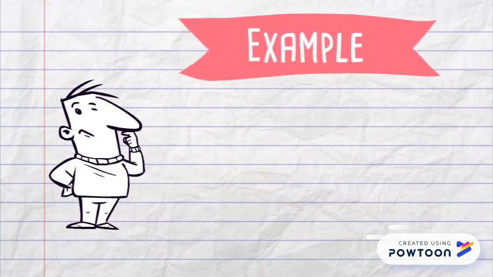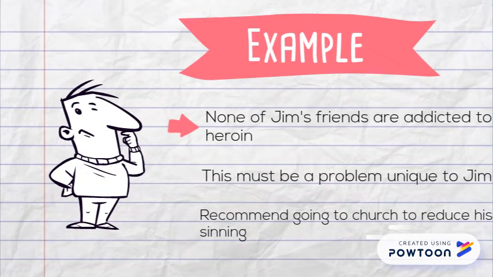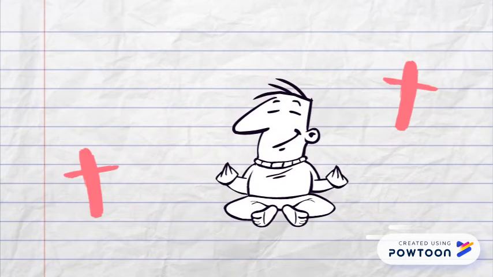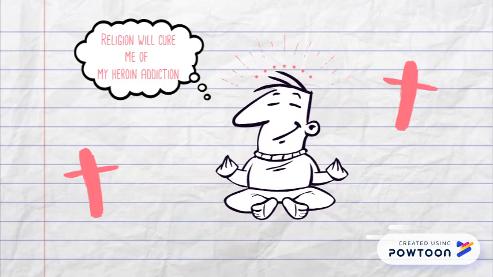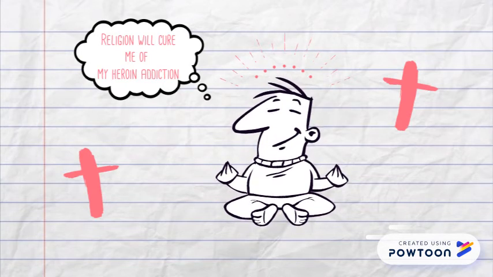For example, none of Jim's friends are addicted to heroin even though they've tried it. So, there must be something morally broken within Jim, as all of his friends tried it and didn't get addicted, but he did. As his therapist, you would recommend that he strengthen his religious involvement. This will help reduce him from sinning in the future. So, according to this model, if Jim goes to church, he will eventually no longer be addicted to heroin and will be free of his sins.